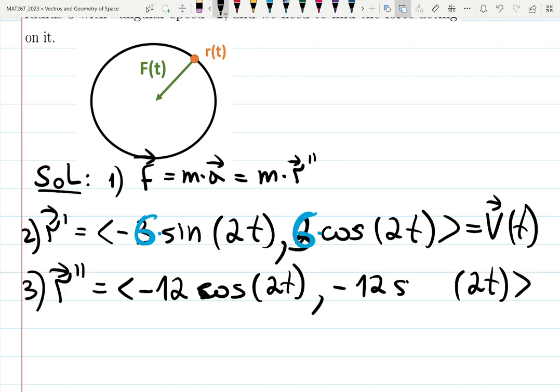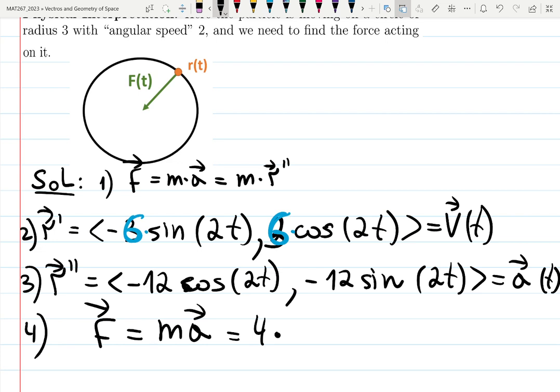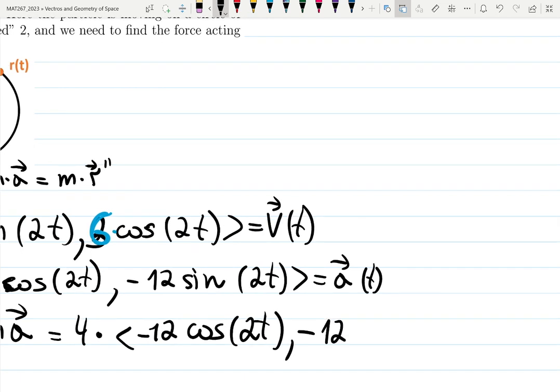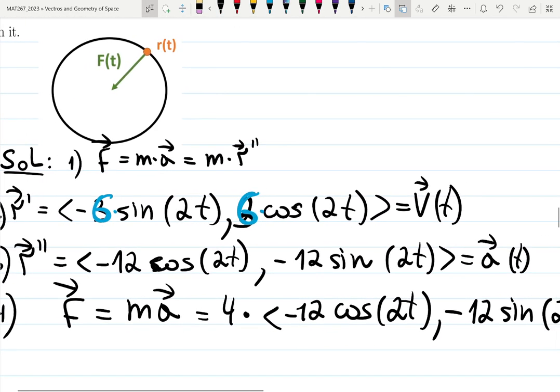Yeah, thank you. Good job. You see, I'm making mistakes on purpose. A of t. Finally, kind of the answer follows after that. Step 4, F is ma, so it's going to be, let me write down one more time, ma, 4 times the vector we just found, times minus 12 cosine 2t, comma, minus 12 sine 2t, vector. Simplify. I don't think it's necessary, but if it's a multiple choice question, it will be simplified.